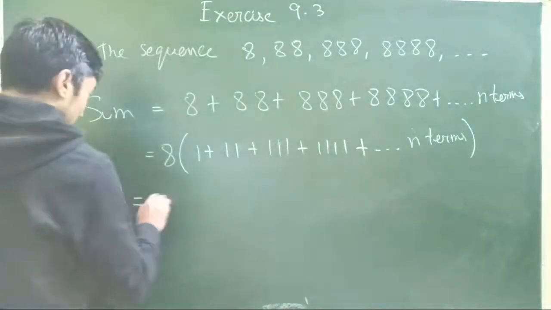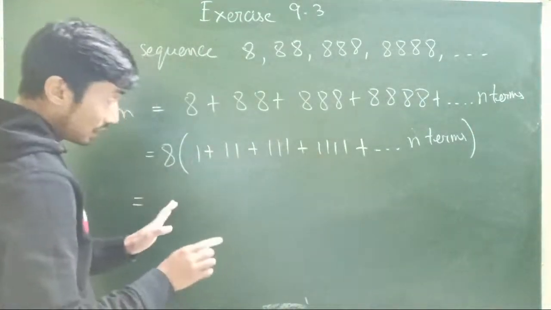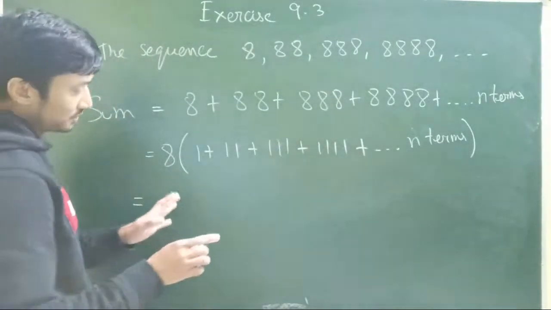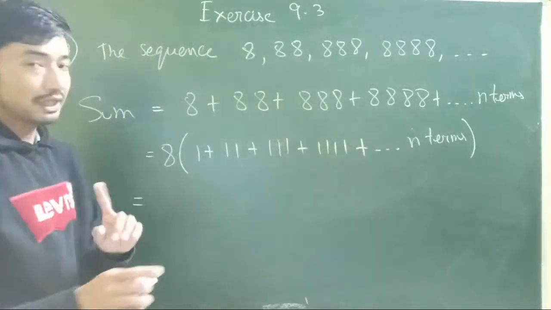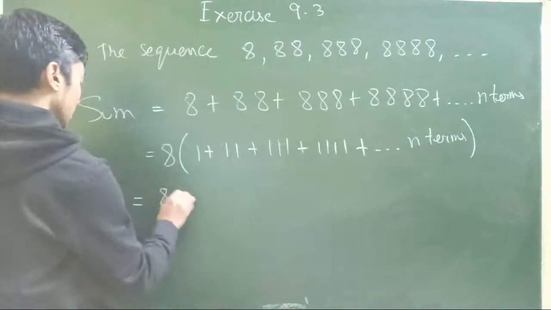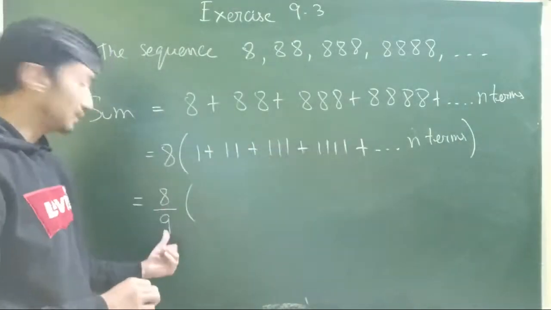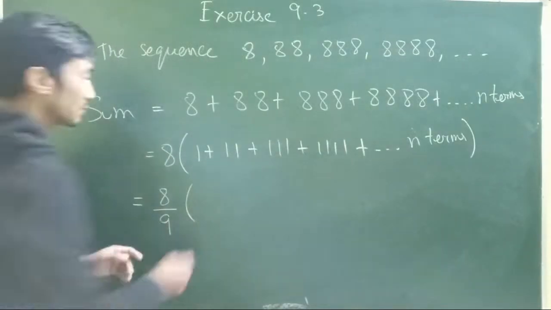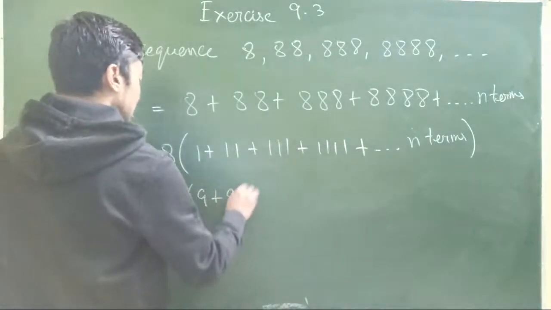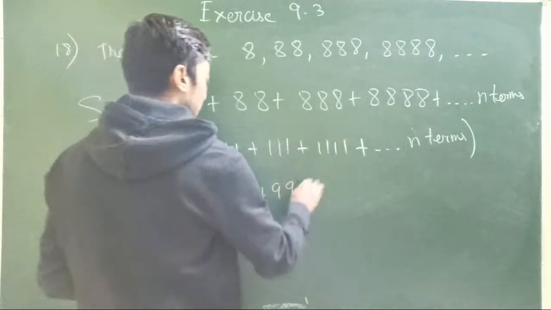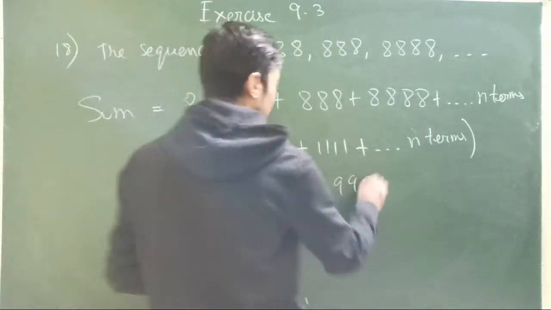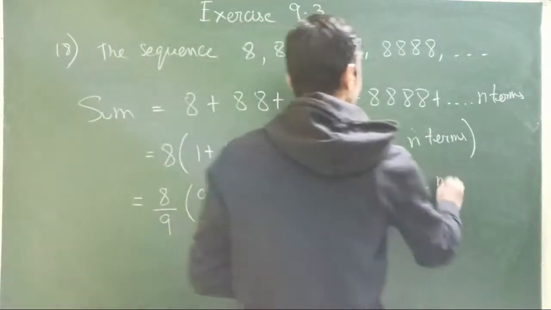Again, it's still not in GP or AP. So we will multiply and divide by 9. That is, we'll multiply by 9 in each of these terms, so we will have to divide by 9 also, as a common term. So 9, 99, 999, 9999, up to n terms.